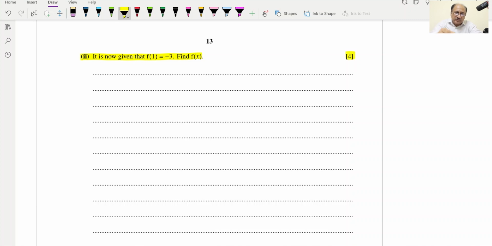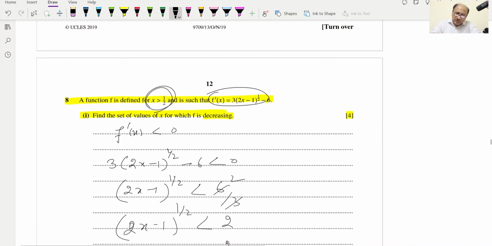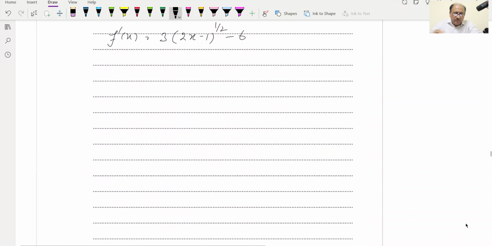Find f of x. This is a 4-mark question. So f dash of x is equal to 3 times (2x minus 1) raised to 1 by 2, minus 6. This is the value which we have taken from the main question's equation, and we will integrate to find f of x.